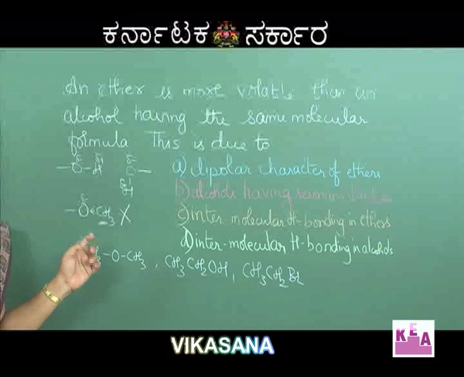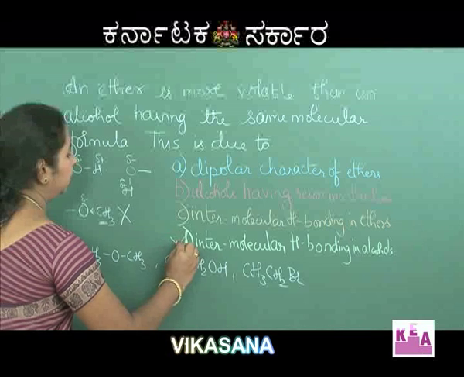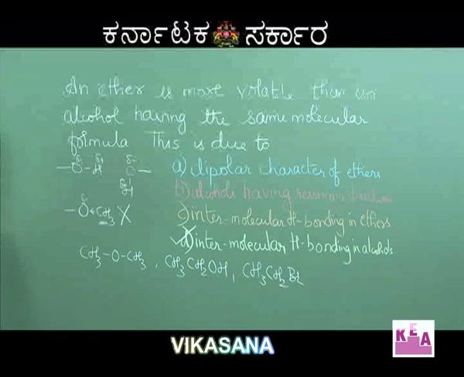Now, look at the options and tell me the answer. It is nothing but option D, which is intermolecular hydrogen bonding. Intermolecular hydrogen bonding, option D.